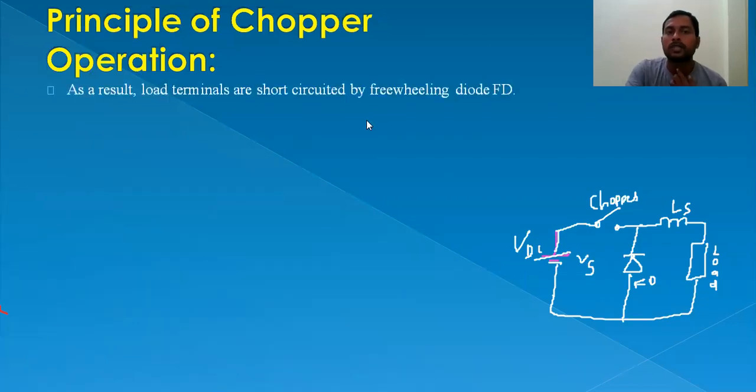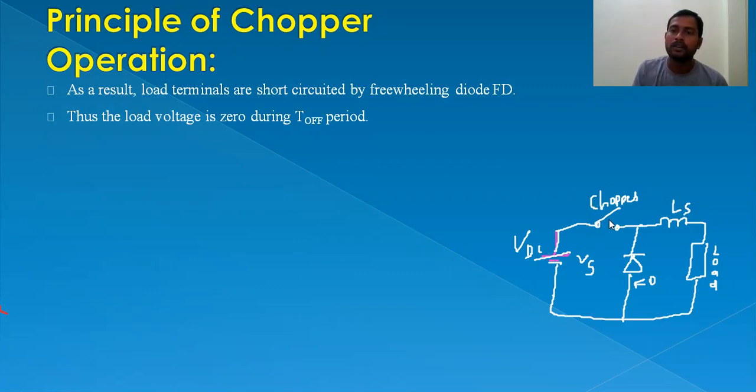As a result, the load terminals are short circuited by the freewheeling diode. Whatever energy is stored, during the off condition the chopper switch will be in open condition. Energy stored in the inductor will be released through the load and the freewheeling diode, and this diode acts as a short circuit. That's what he is explaining here. Terminals are short circuited by the freewheeling diode. Thus the load voltage is 0 during the turn off period.